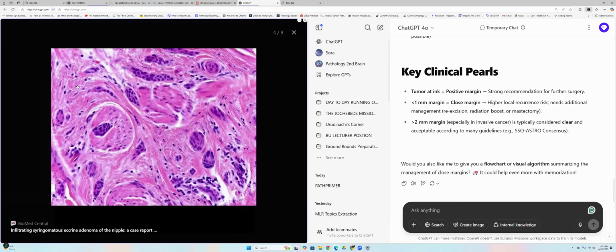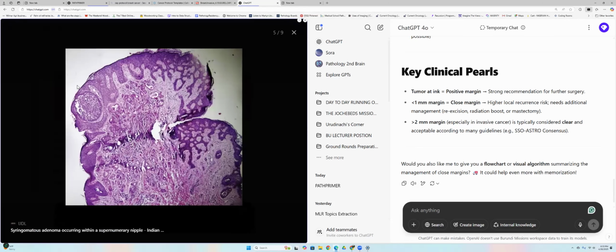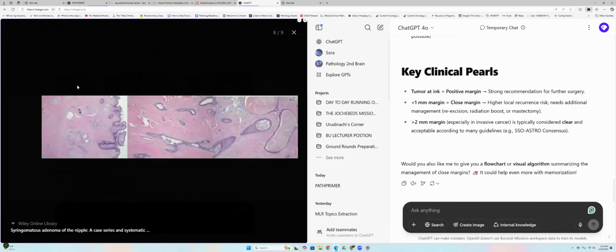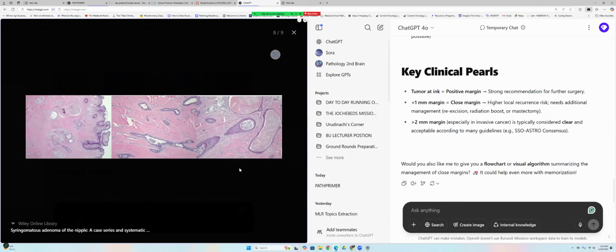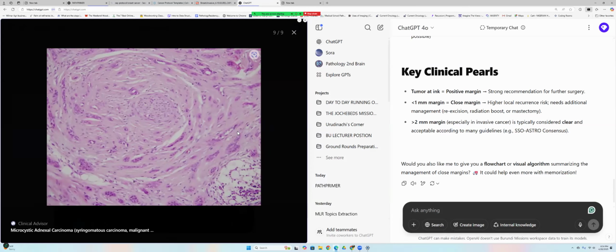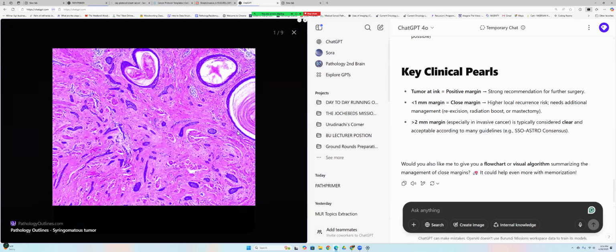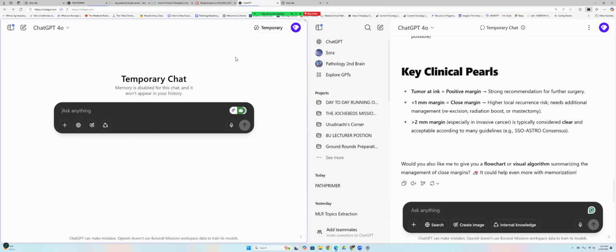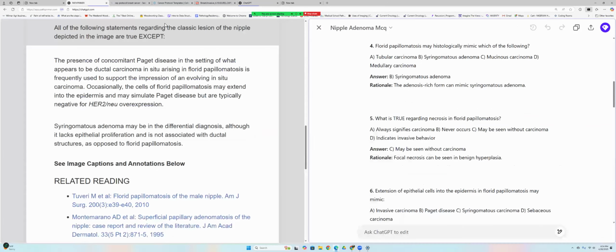Then focal squamous cell metaplasia. Look here. Squamous cells there. Keratinized or squamous cells, no eyes. The adenosis form can make multiple adenoma. So multiple adenoma may be in the differential, though it lacks epithelial proliferation. So this one is different.